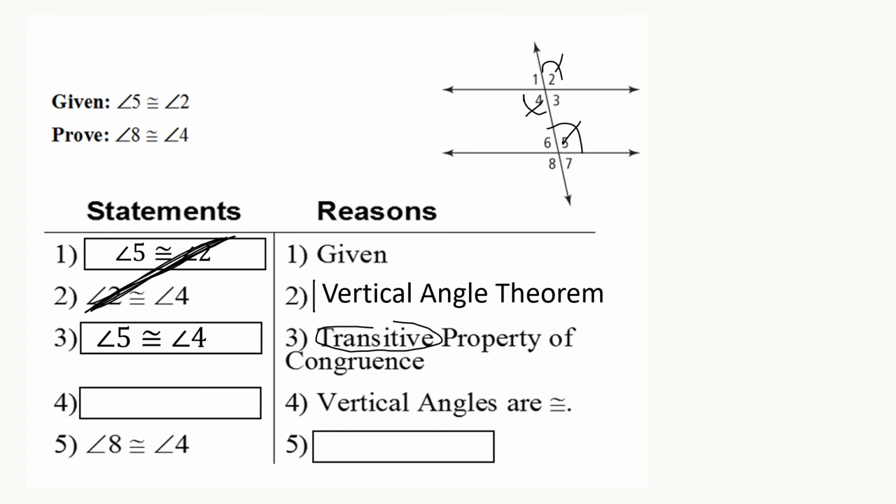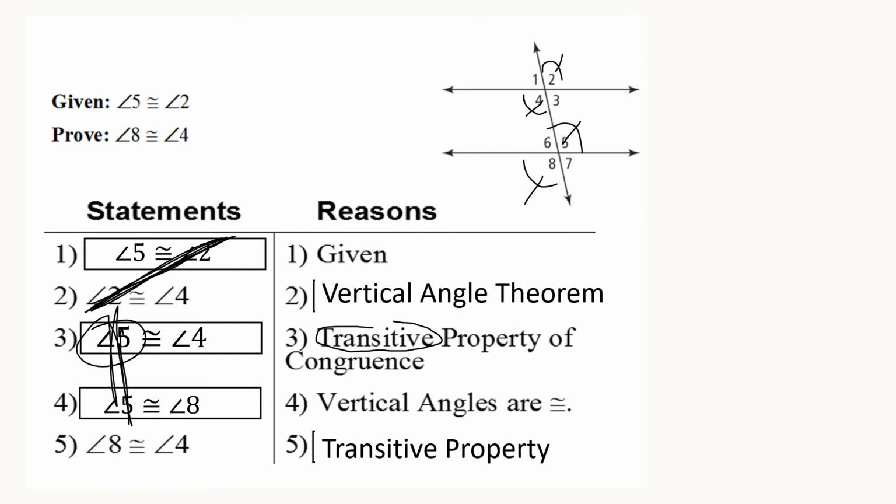Then we need to throw an 8 somewhere in there, so we have an angle 5. So we also need to use angle 5 here so that I can somehow use the transitive property. And we can say that angle 5 is congruent to angle 8, which it is because they are vertical angles. And then we can get rid of these angle 5s here and say that angle 8 is congruent to angle 4 because of the transitive property.